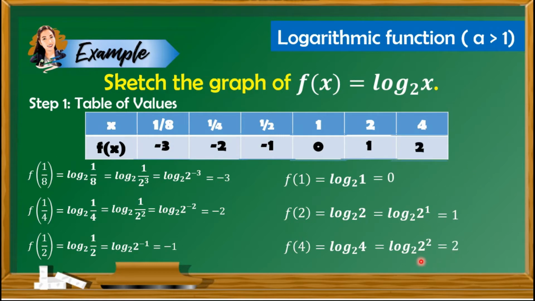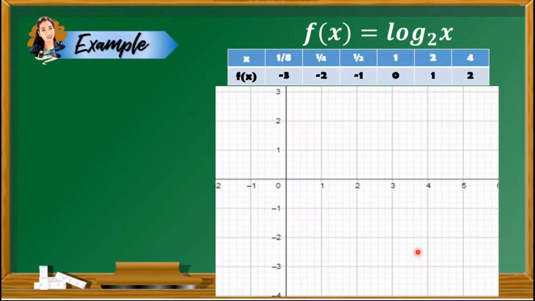After completing the table of values, the next thing to do is to plot the points. So here we have 1/8 and -3. Let's locate it. Let's say this is 1/8, and then find -3 on y. So we have this point. Next we have 1/4 and -2.